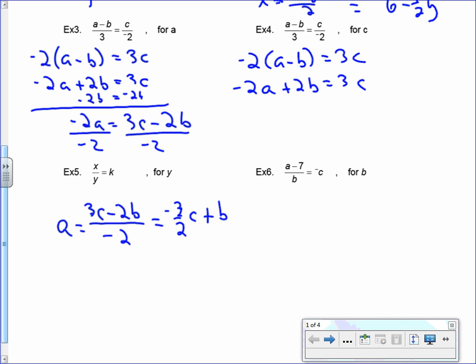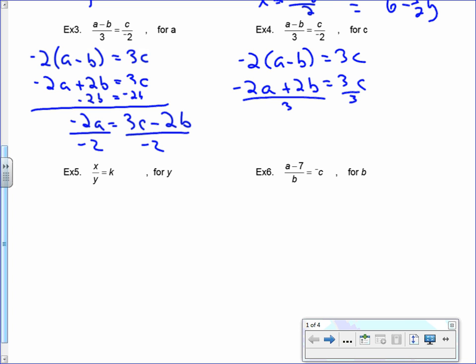Now your next step is different. When I solved for a, I had to get rid of the b. If I solved for b, I'd have to get rid of the a. If I'm solving for c, what do I have to get rid of? The 3. If I'm doing one operation, division. Sometimes people turn this around; I like to put that c in front instead of in back. And my one answer is negative 2a plus 2b, all divided by 3. That is one answer that needs to be on your page.